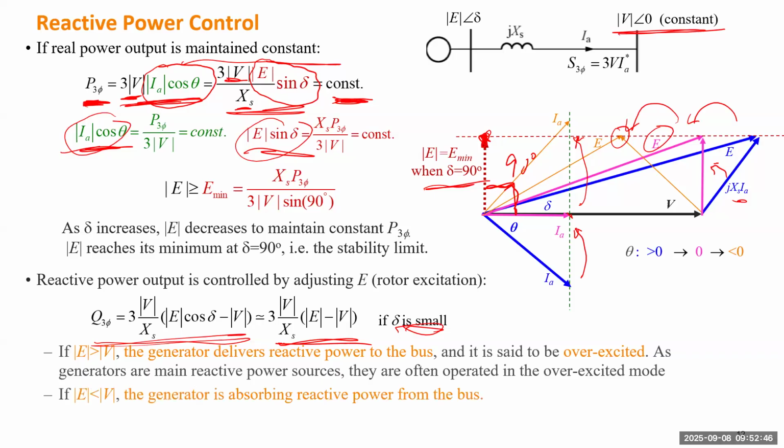In some conditions, if your system has a lot of reactive power, you want the generator to consume reactive power. So you need to operate the generator with a voltage lower than the external voltage. So the generator will behave as a reactive load, not a source.